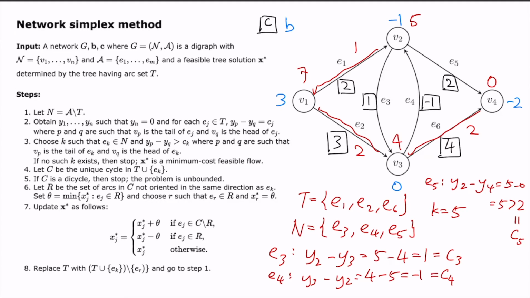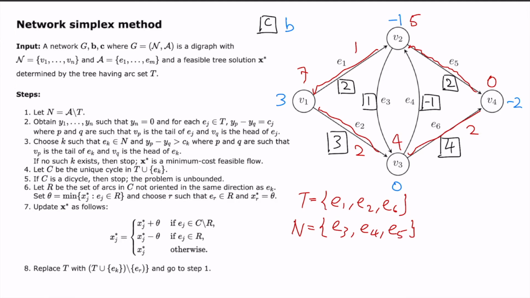And in step 4, we're going to add in the arc EK and look for a cycle. So I'm adding in E5. And we can see that the cycle consists of all 4 arcs in red: E1, E2, E5, and E6. And this cycle is not a dicycle.